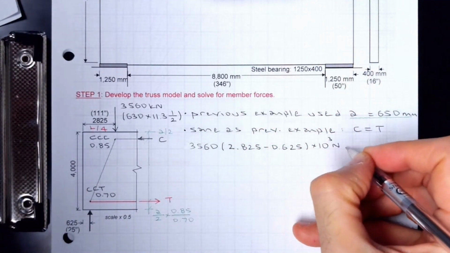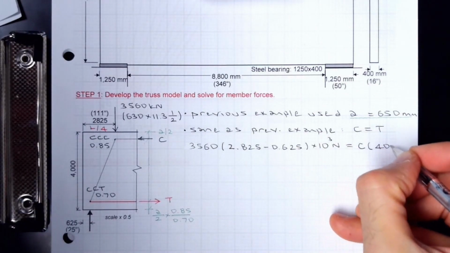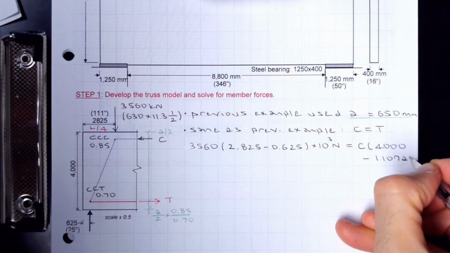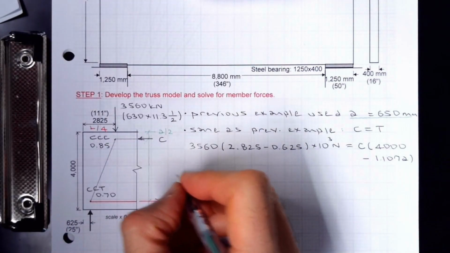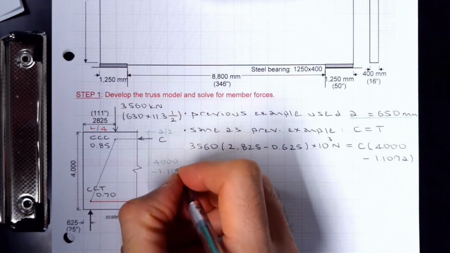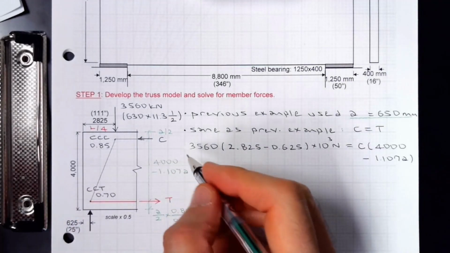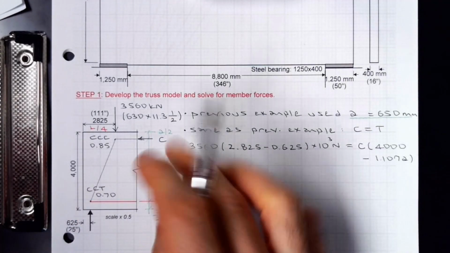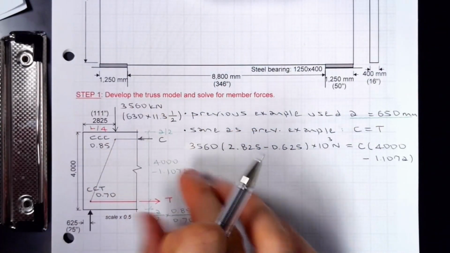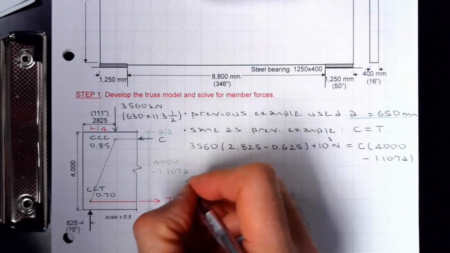So I'm just converting this to newtons, and it's going to be equal to compression times 4,000 minus 1.107 A. So this is that distance. This is 4,000 minus 1.107 A. So I'm doing moment equilibrium. The moment created by this couple should be balanced by the moment created by that couple. So I'm just making them equal, and this is the equation I got from this.